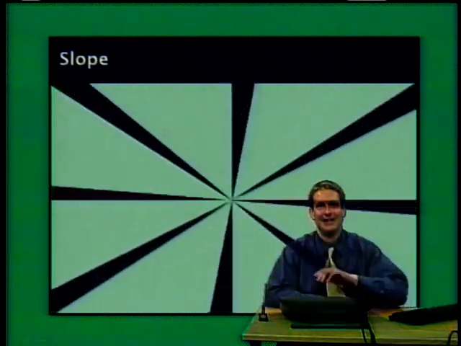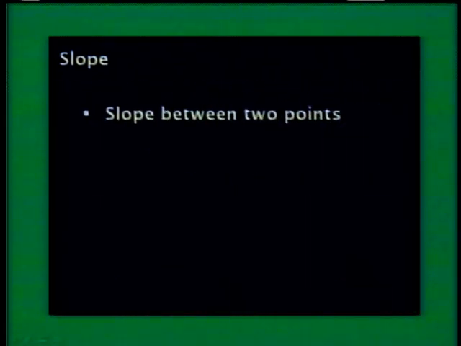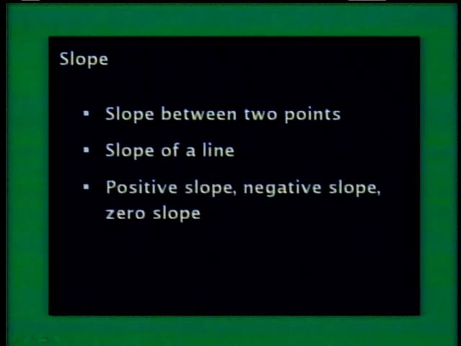So in my part of the lesson, I'm going to begin by discussing slope between 2 points. And then I'm going to talk about slope of a line. And then I'm going to talk about differences between lines that have positive slopes, negative slopes, and zero slopes. Candace is going to do some graphical applications, and then Anne is going to finish up working with tables and some applications involving tables.